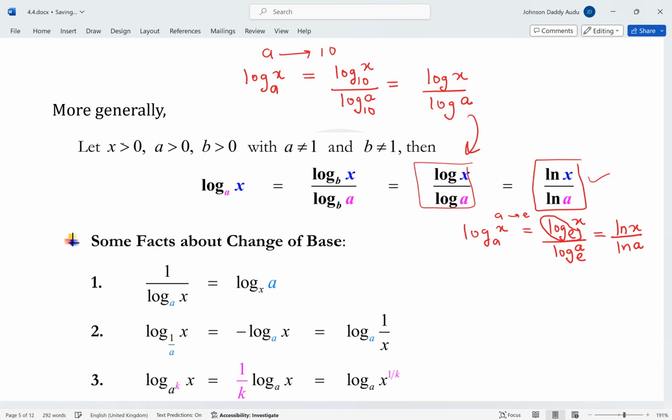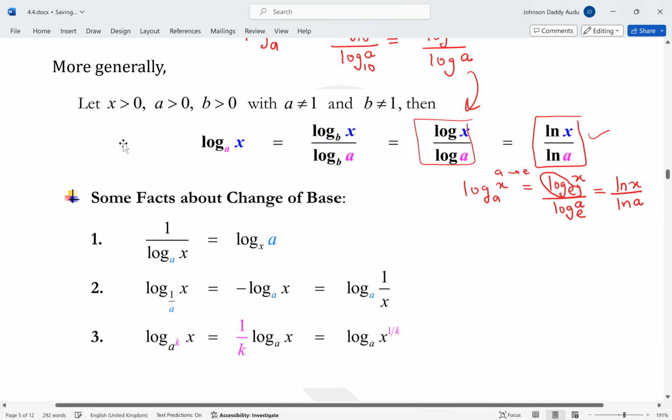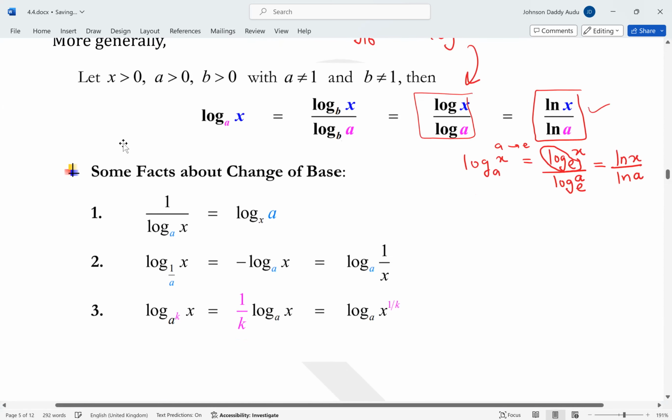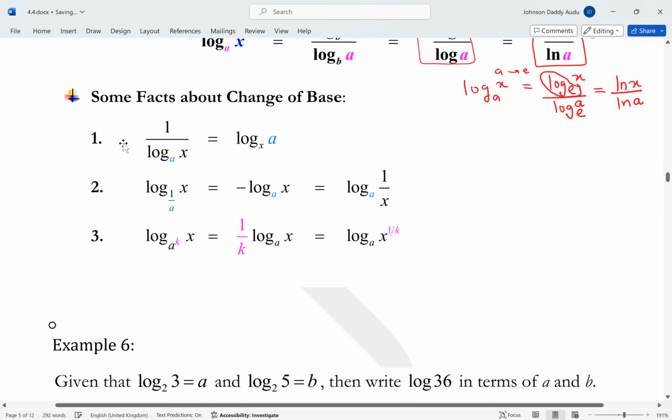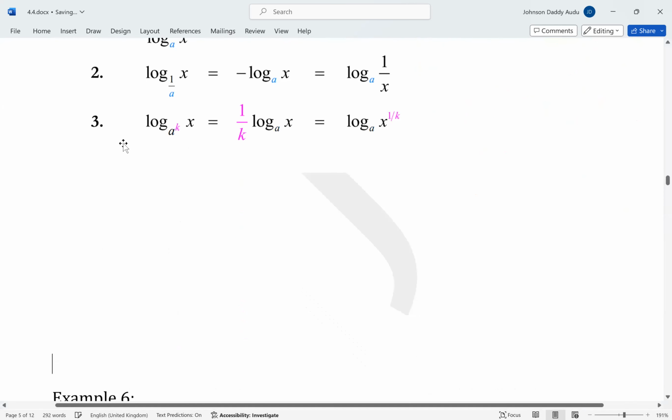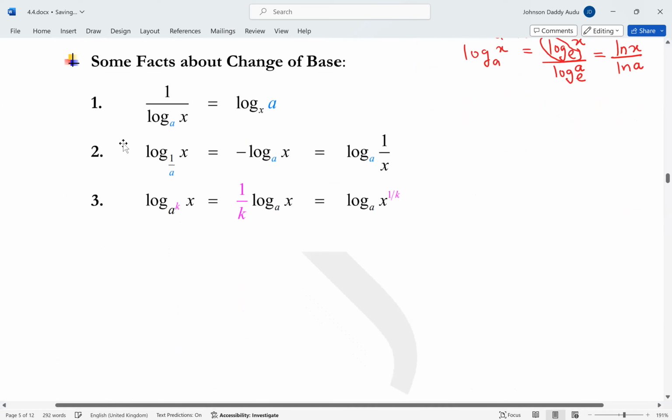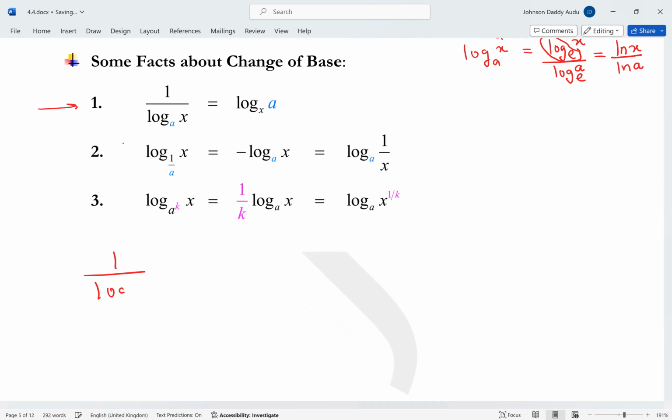Okay. All right. Now, there are also some very interesting facts that we should know how to play with here. I'll just explain them briefly. These are additional properties. Look at this one. Property 1, we call it fact 1, fact 2. If you have 1 over log to base a of x, what can we do?